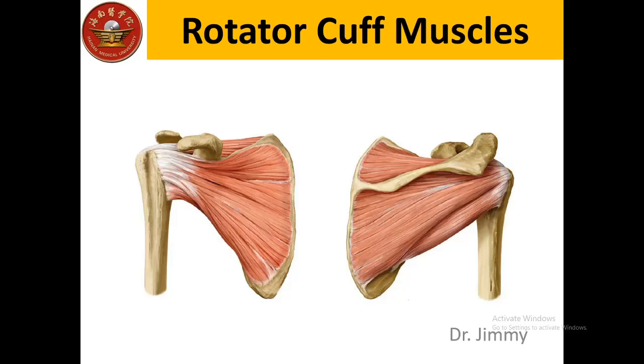Okay, so today we're going to talk about rotator cuff muscles, and let's begin. There are four rotator cuff muscles around our shoulder, and today we will talk about their origin and insertion, their innervation, and their action on the shoulder.